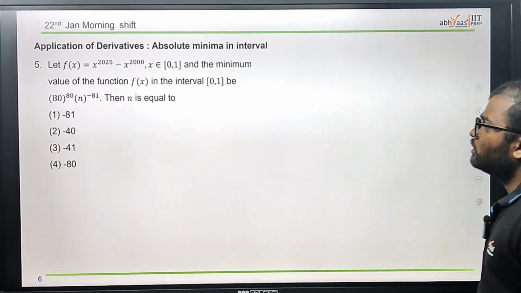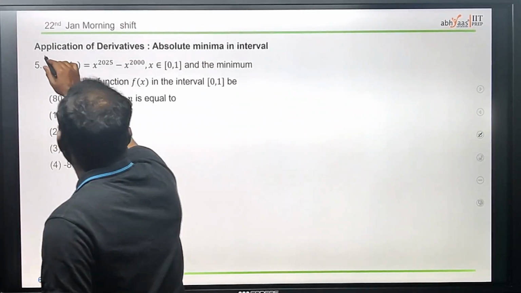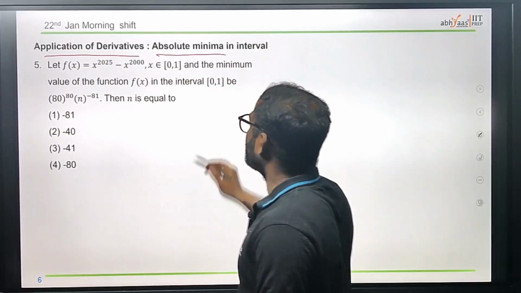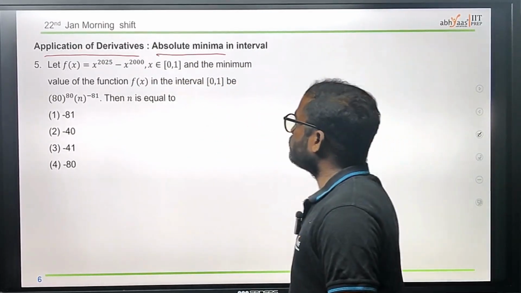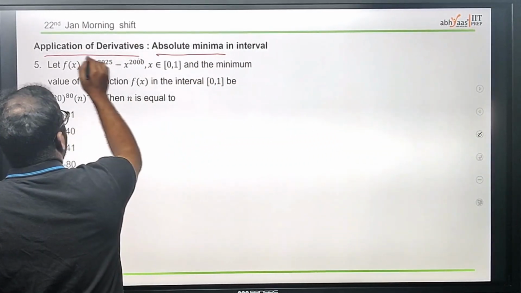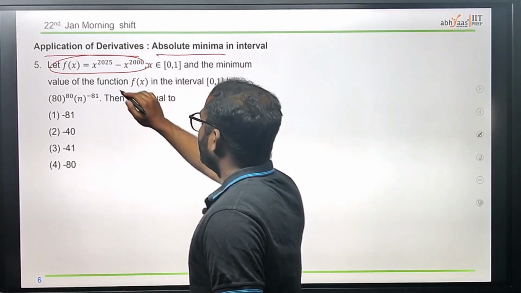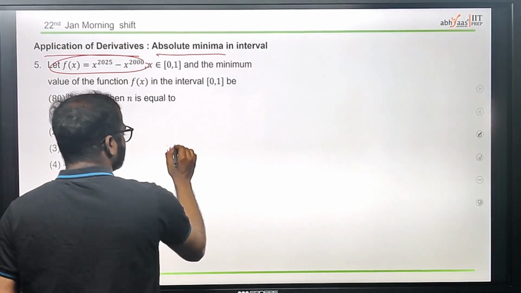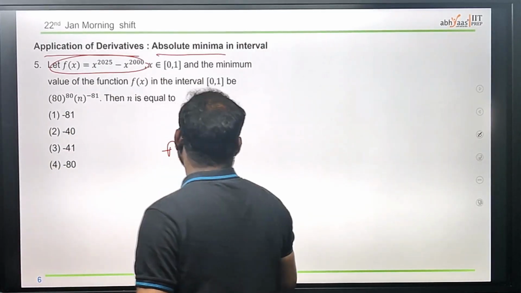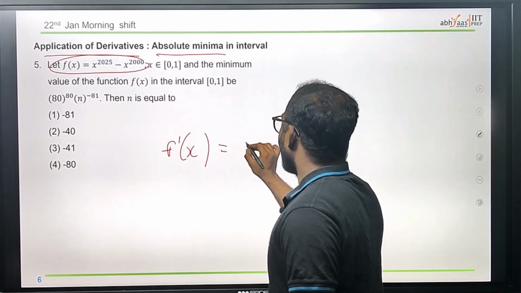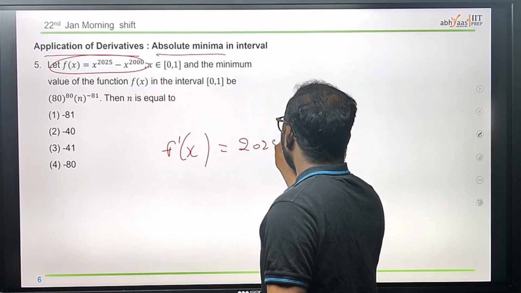Now we have a question on the application of derivatives. If you observe, this is based on the absolute minima in an interval, and it is an easy one. We need to find the critical point, so we differentiate this, which gives f dash of x equal to 2025 times x power 2024.